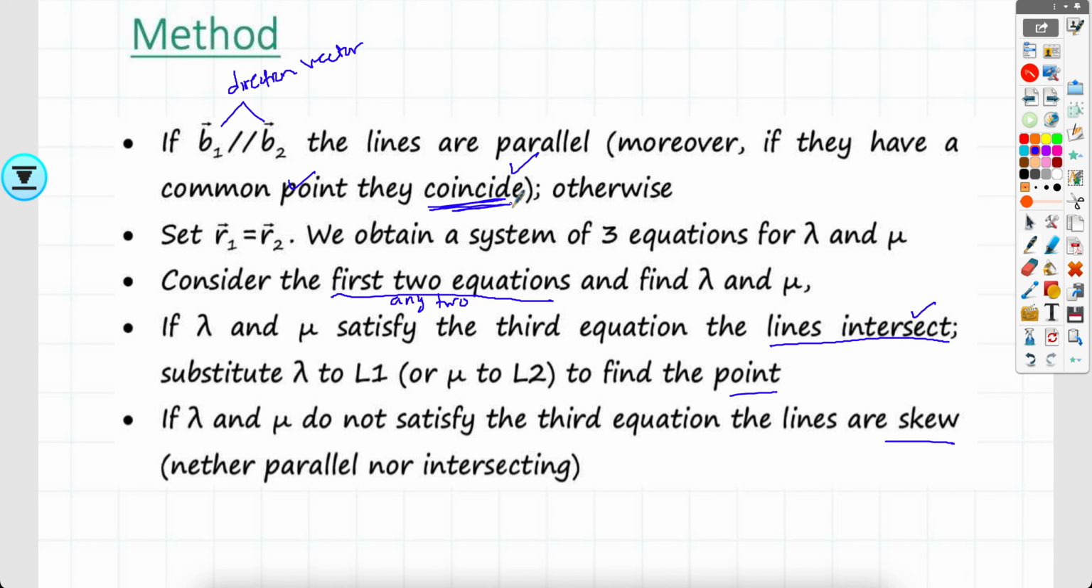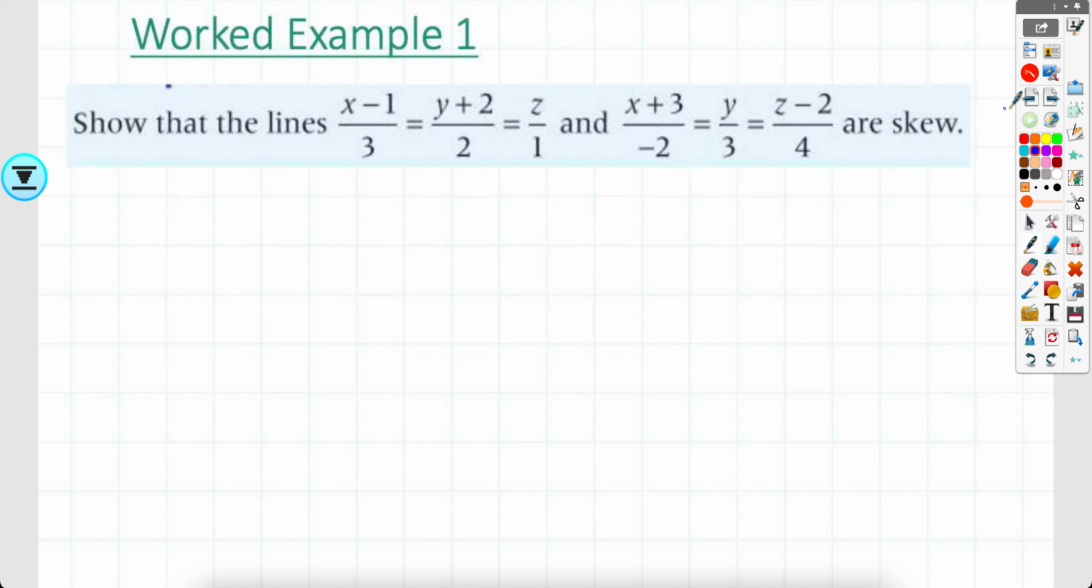But at least going through this checklist is very important. So let's just have a look at this. I have two lines and I need to show that they are skew. I know they told me they're skew, but I need to show that it doesn't fit the other criteria. I'm going to write this in vector form because it's going to be easier to look at.